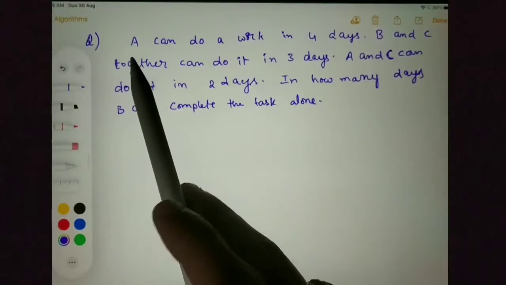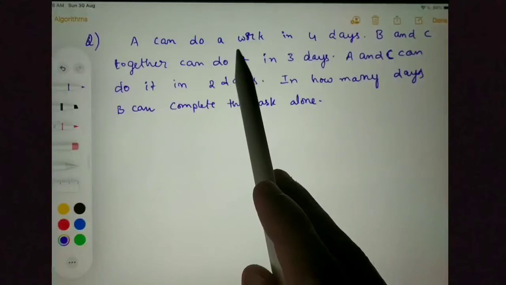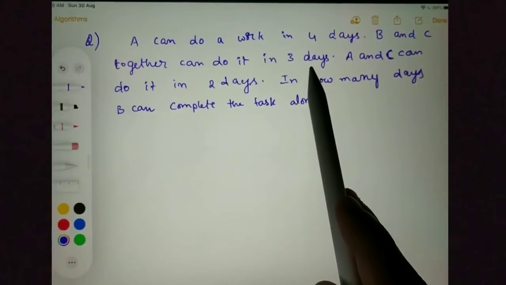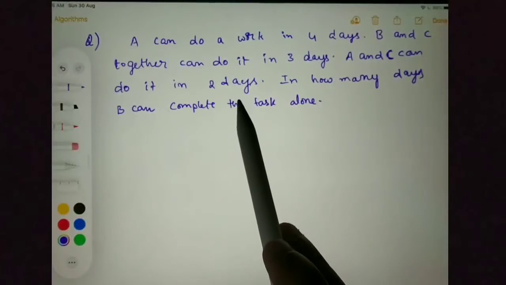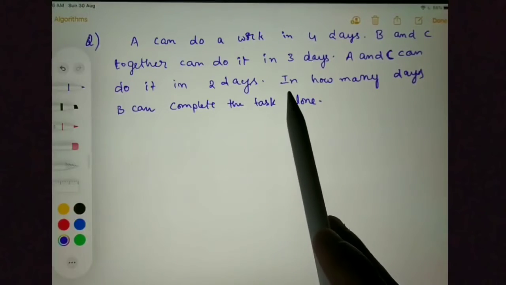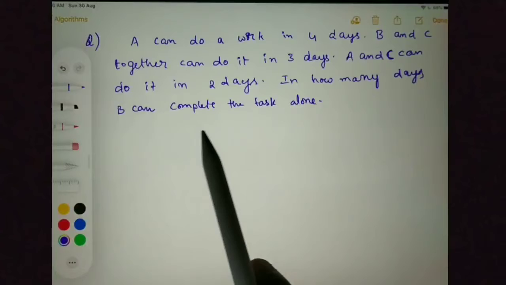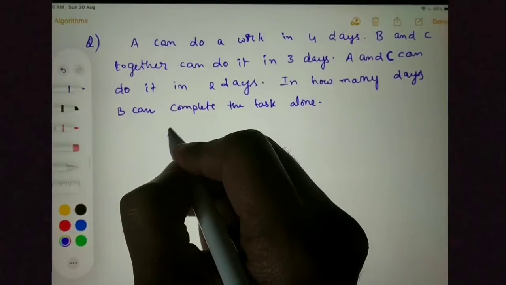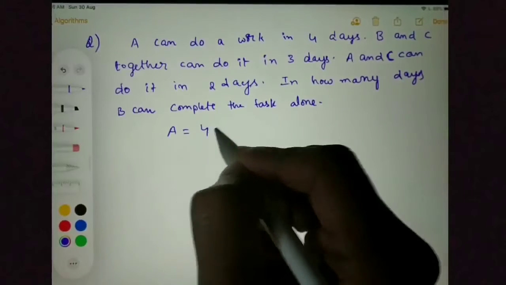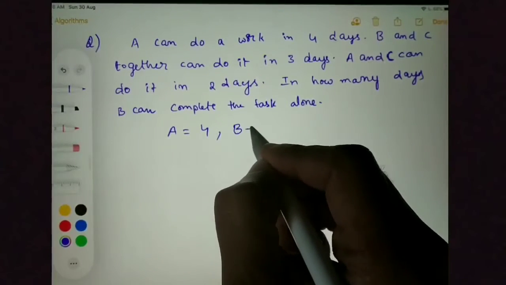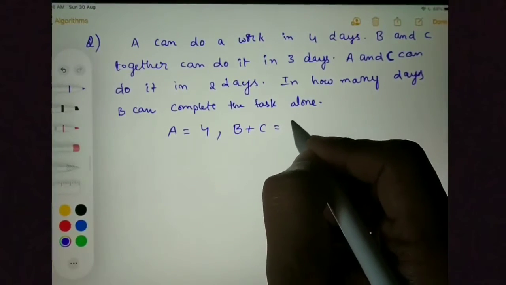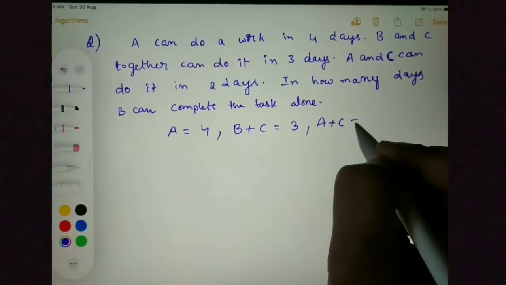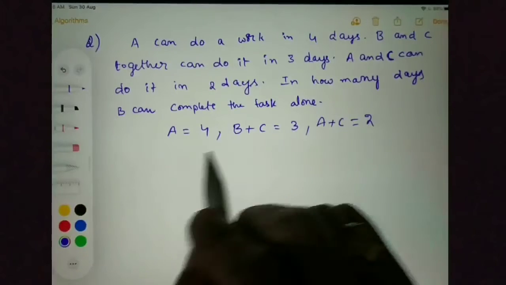Here is another question. A can do a work in 4 days. B and C together can do it in 3 days. A and C can do it in 2 days. In how many days can B complete the task alone? So we know that A can complete the task in 4 days, B plus C together can complete the task in 3 days, and A and C can complete the task in 2 days.